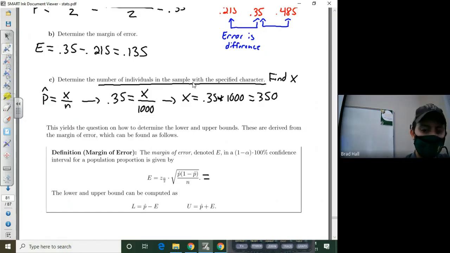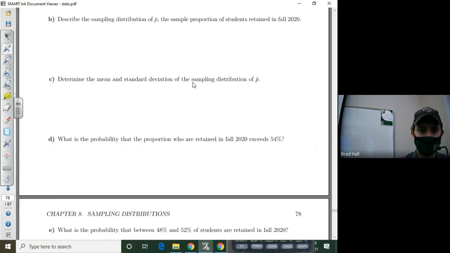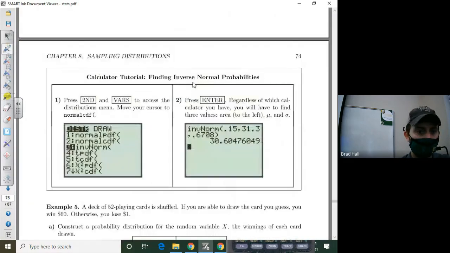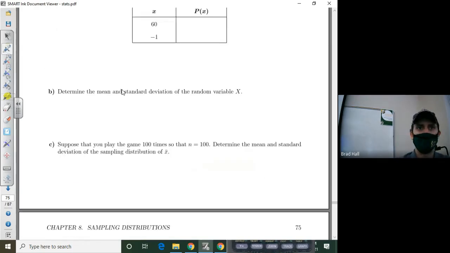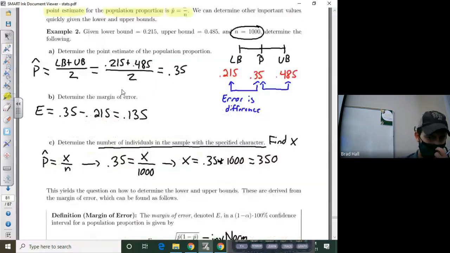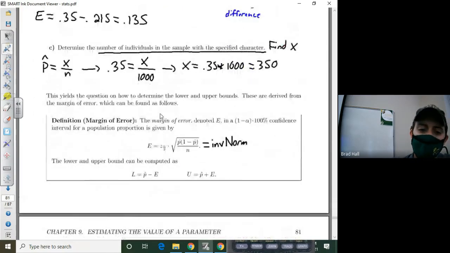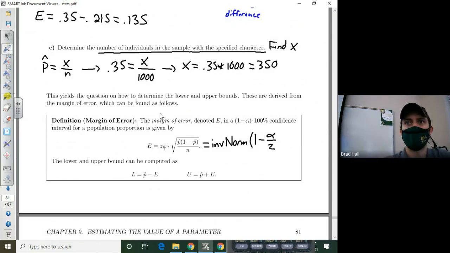I'm going to bring back something, the inverse norm. We talked about this briefly 2 sections ago, the inverse norm. When I referenced that, I talked about it briefly on page 74 of the notes. This will be the key to understanding this notation. But really, we are going to be taking the inverse norm. Let me make sure I write this down correctly. 1 minus alpha divided by 2. And I'll explain all of this in a second. What's alpha? I know it's weird at first.